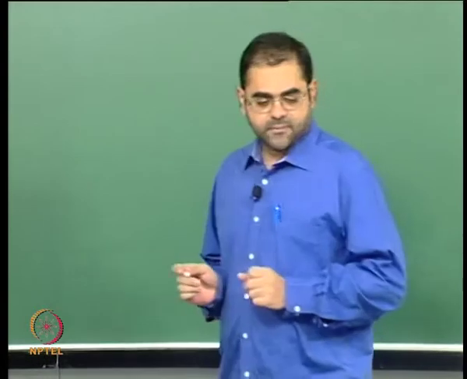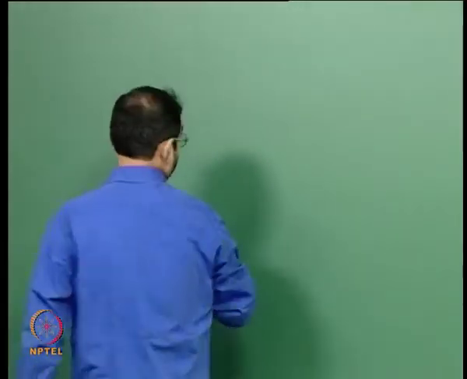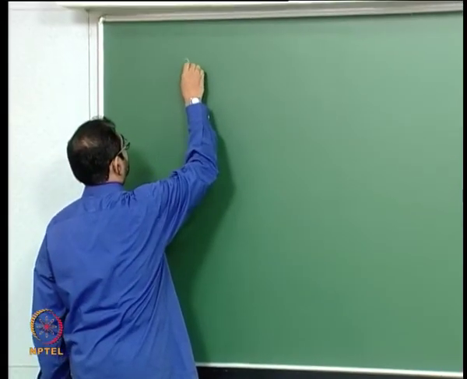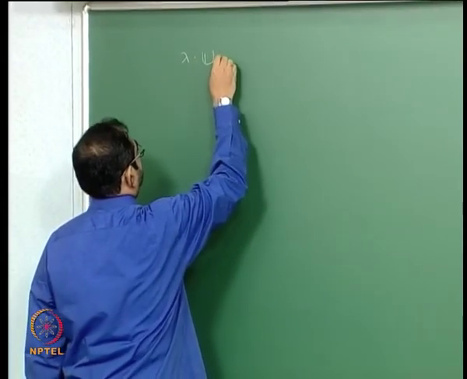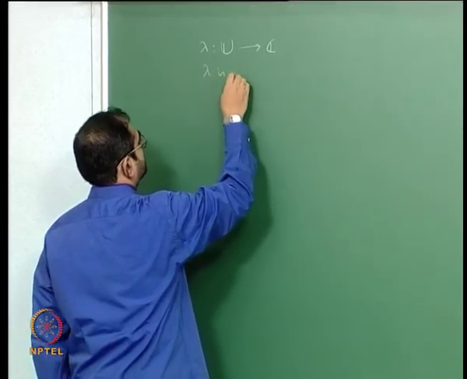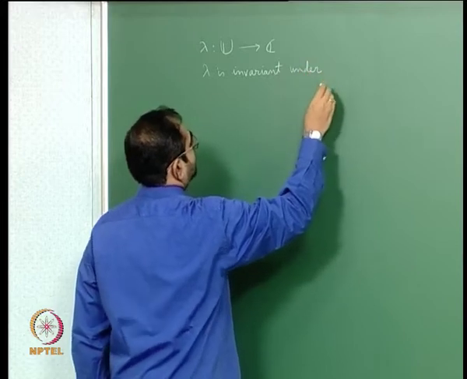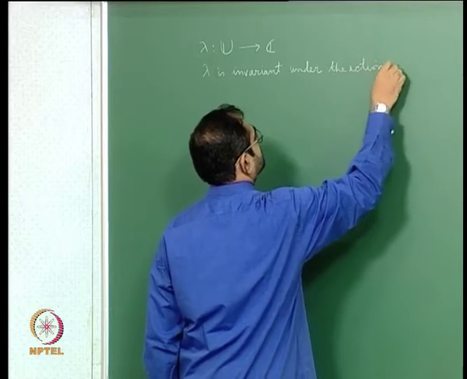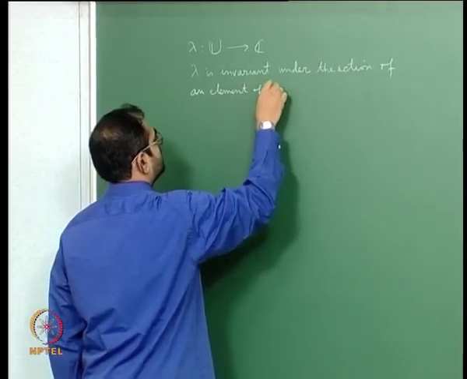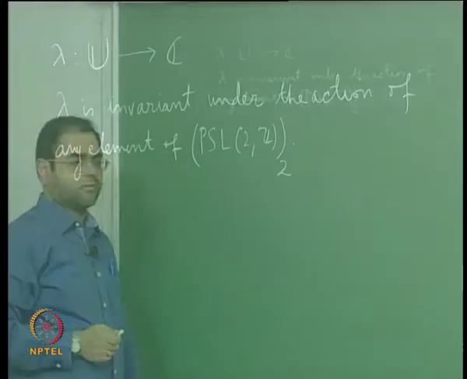Let me recall, among the various recurrence relations satisfied by lambda, we have the following. In particular, we have lambda from the upper half plane with values in C. This lambda is invariant under the action of any element of PSL2Z subscript 2. This is the congruence mod 2 subgroup.